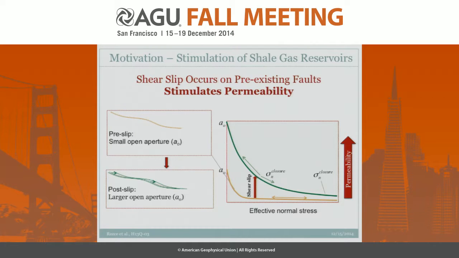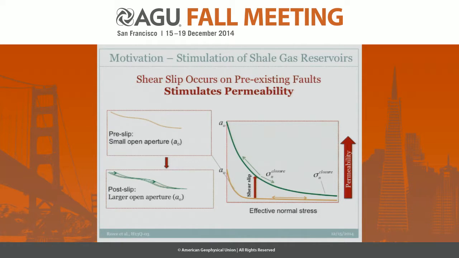So the motivation for the study is to understand the stimulation of shale gas reservoirs. And this slide shows the importance of slow slip on pre-existing faults and fractures. The shear deformation that is associated with those slowly slipping faults is expected to increase the aperture from a small open aperture pre-slip to a much larger open aperture afterwards. And additionally, it is expected to create a network of multiple permeable planes that are surrounding the induced hydraulic fractures.